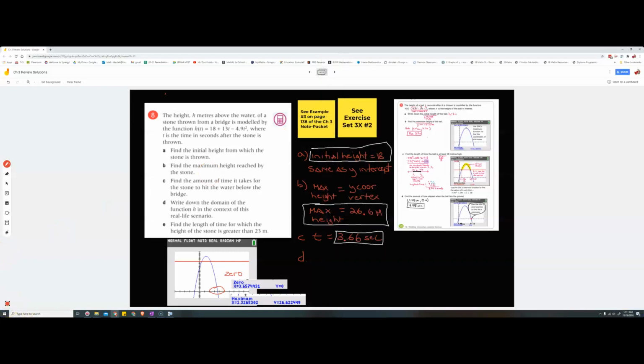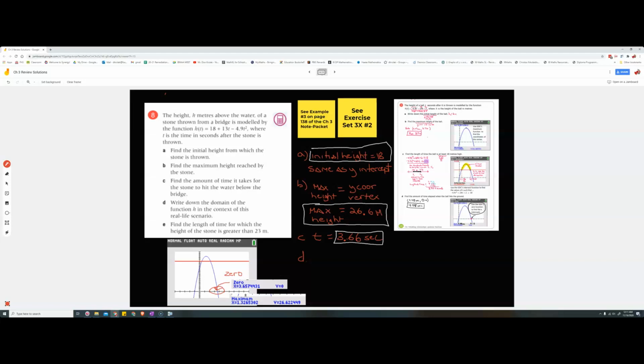Okay, so there I found my other 0. At 3.66 seconds it hits the ground. All right, write down the domain of H in the context of this real-life scenario. Okay, so the domain of H, the domain is made up of time.